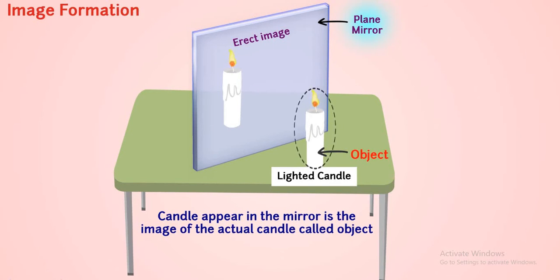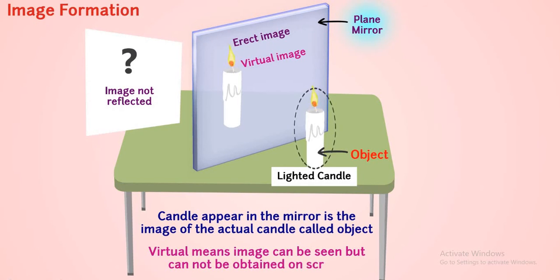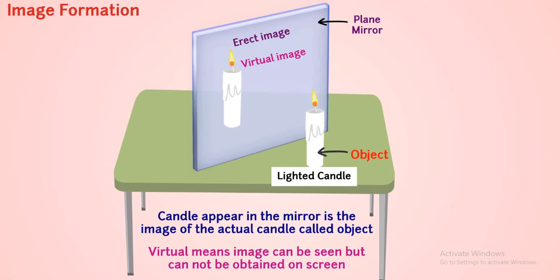If you try to obtain the reflected image on a screen, you won't get it, and so plane mirrors form virtual images. Virtual suggests the image can be seen but cannot be obtained on a screen. In this way, the nature of the image formed by the plane mirror is virtual and erect. The size of the image and object is also the same, and so a plane mirror forms an image of the same size as that of the object.